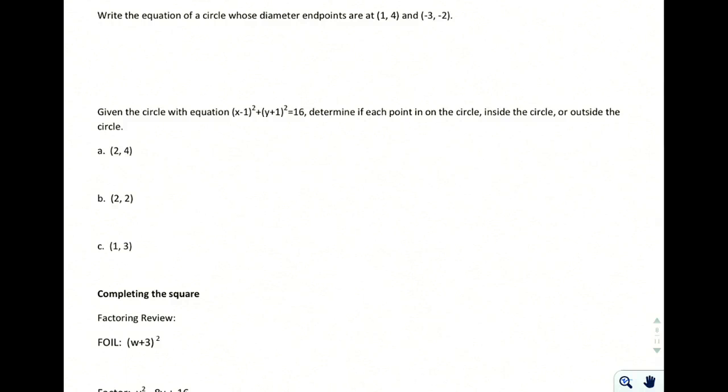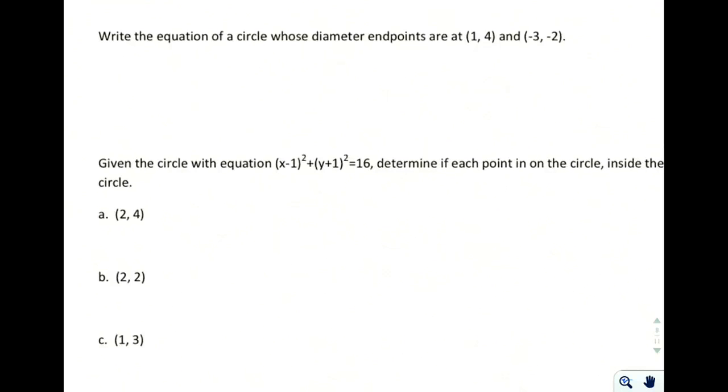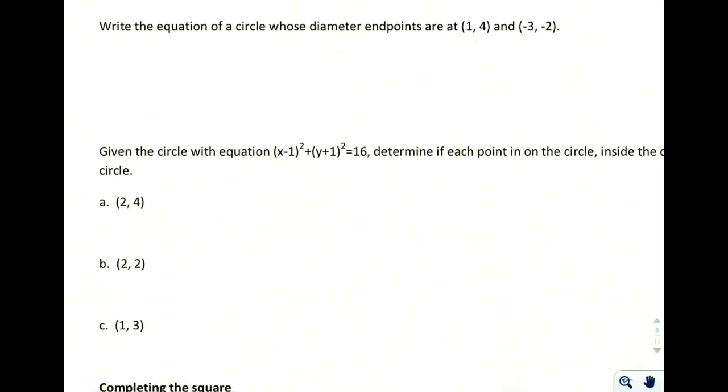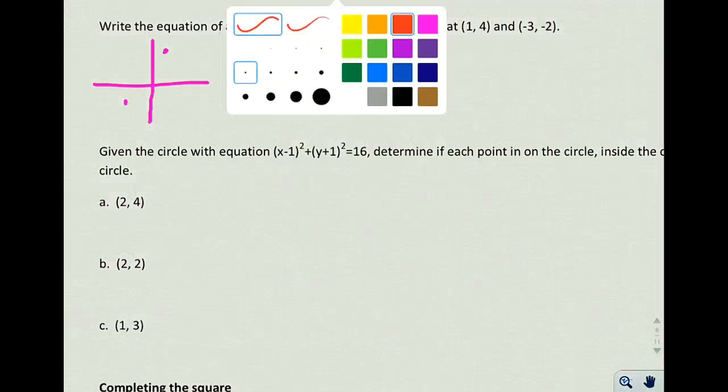Let's practice using just endpoints of things like the diameter, or just the equation of the circle with points, to see how we can calculate the equation. So we have to write the equation of a circle whose diameter endpoints are at these two coordinates. So let's sketch a quick graph. We have the point 1, 4 and the point -3, -2. So something roughly like that.